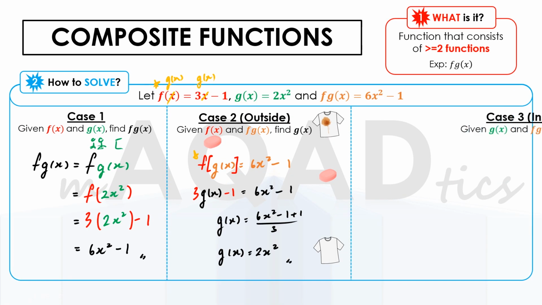And the last case is, g(x) and fg(x) are given. We need to find f. This means this g(x), which is the inside function, is given. Now we need to find the one on the outside. Let me relate this to washing clothes as well.